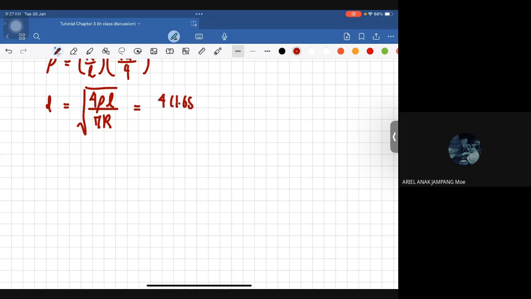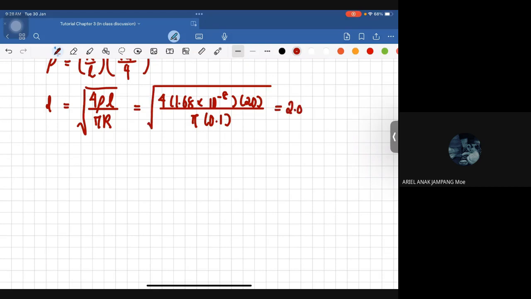4, 1.68 negative 8, then this one is 20, and then we have pi 0.1. Okay, don't forget the square root here. Square root here, and then you will get 2.068 times 10 negative 3 meter. Or you can directly write it as 2.068 millimeter. Either one is fine. Usually if you take it directly from the calculator.